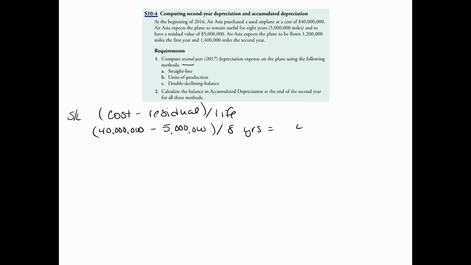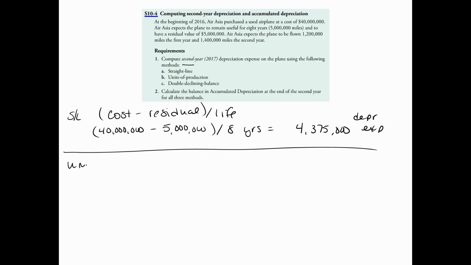Straight line: cost minus residual divided by the useful life. So in this case, 40 million is the cost of the plane. Residual value is 5 million. And it's supposed to have a useful life of 8 years. So that gives me 4,375,000 depreciation expense. And for straight line, that'll be year 1, year 2, year 3, all the way down.